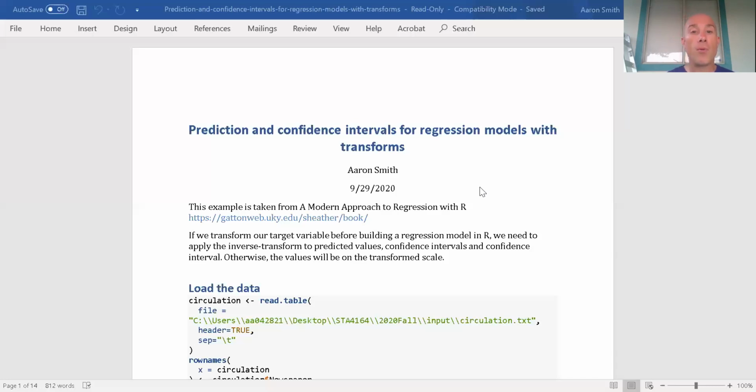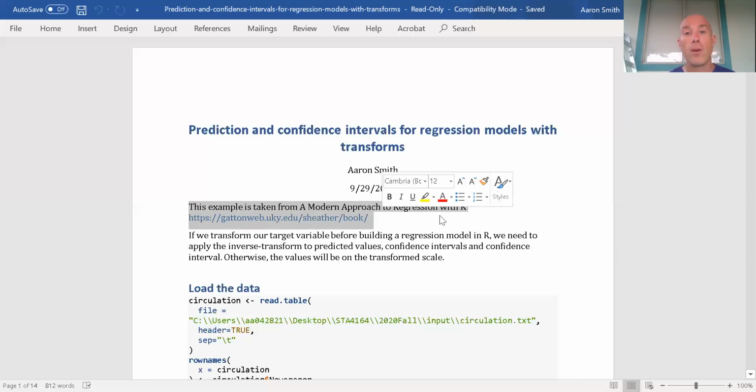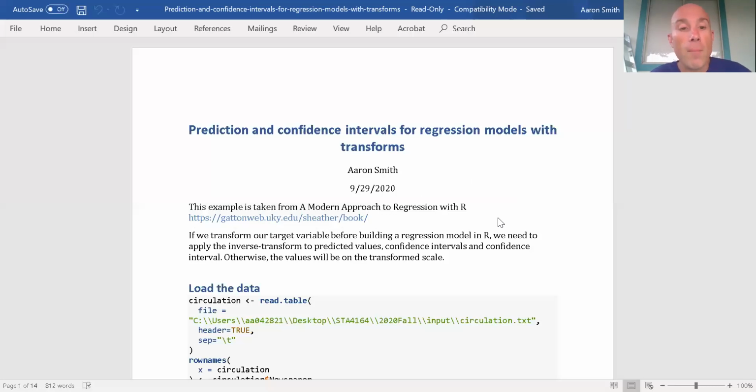Okay, and this example is taken from A Modern Approach to Regression with R. This is the class textbook, which is free for UCF students to download at the school's library.